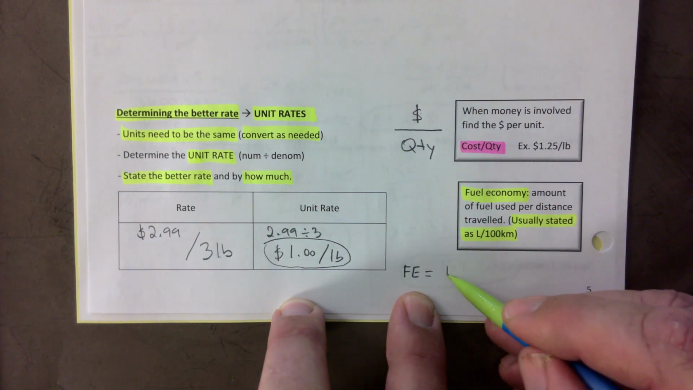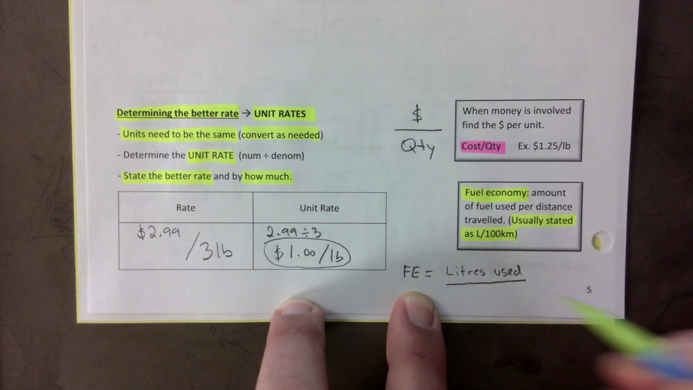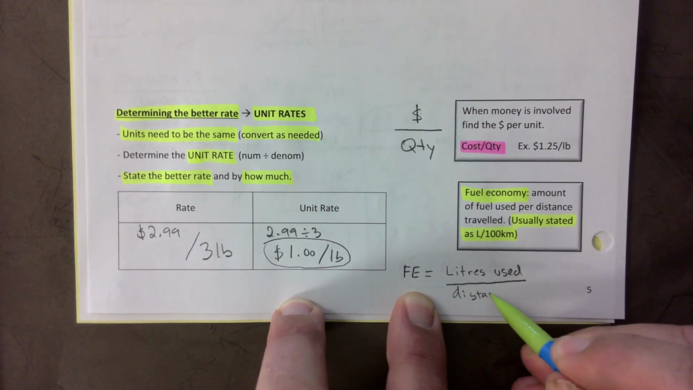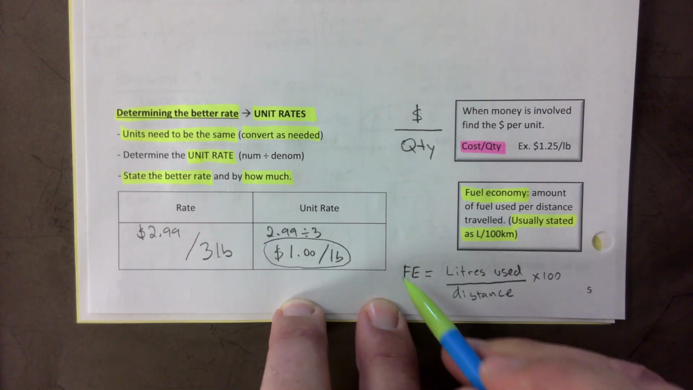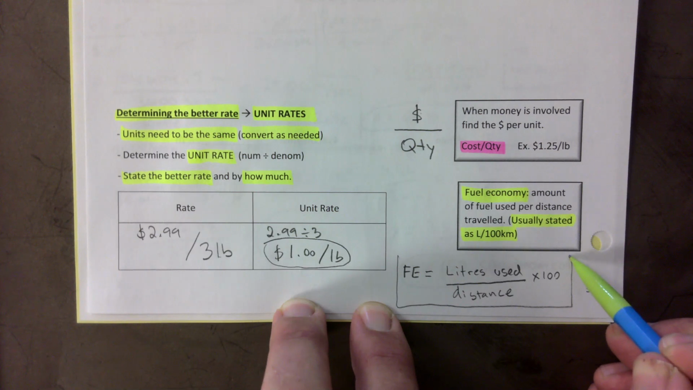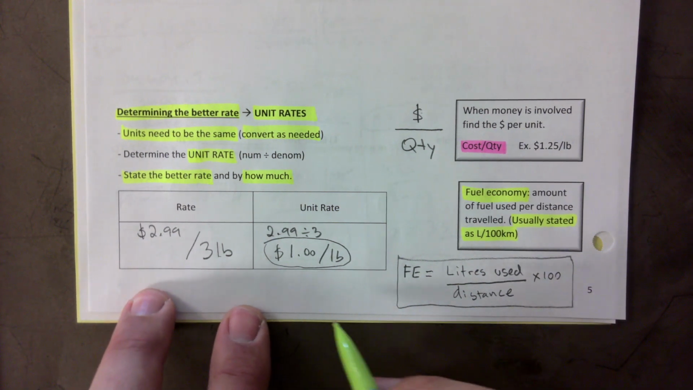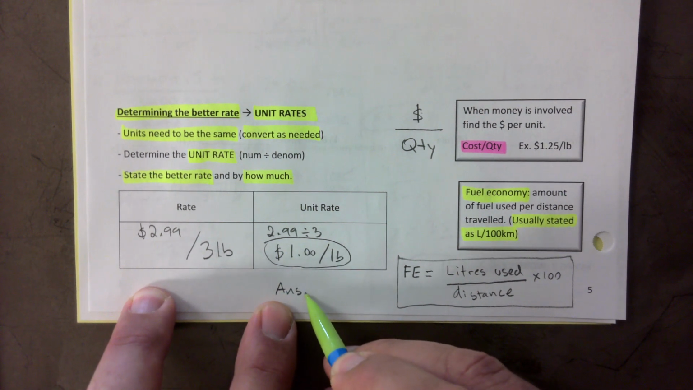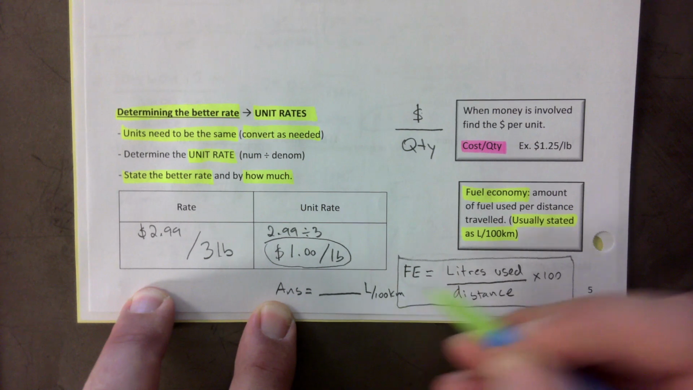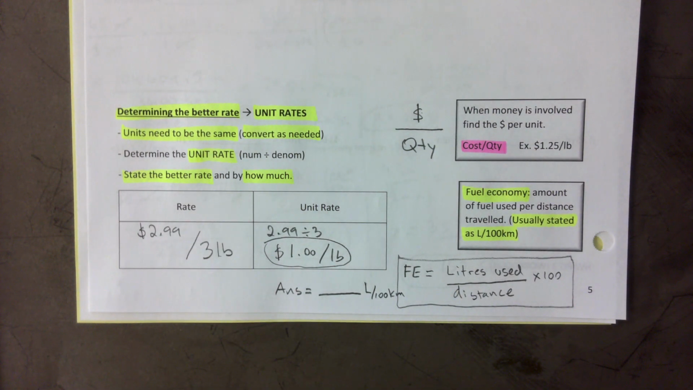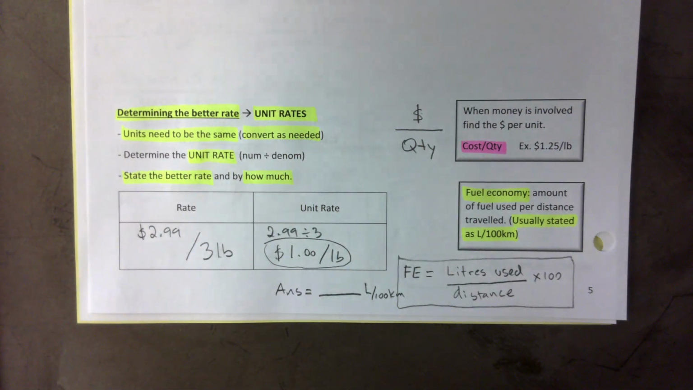Fuel economy is simply liters used divided by distance traveled, and then you just multiply it by 100. And your answer is always going to be something liters per 100 kilometers. So that's important, that the answer to this formula, whenever we use it, is going to be, this is how many liters per 100 kilometers this car uses.